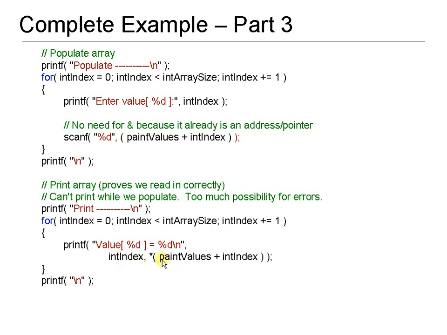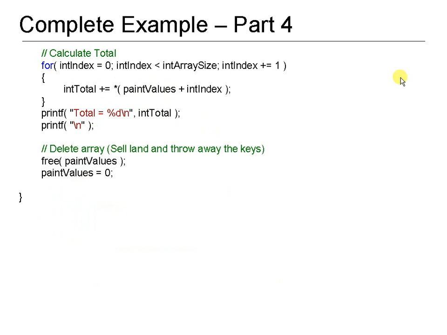So we print our index. And then we dereference because we want it to display the contents at that address. And again, in both of these examples, or these loops, we use the pointer arithmetic syntax, which is the base plus the offset. And finally, we're going to calculate the total. So we spin through every element in the array, the dynamically allocated array. We dereference at each element, and we get that value, and we add it to total, and when we're all done, we print it.